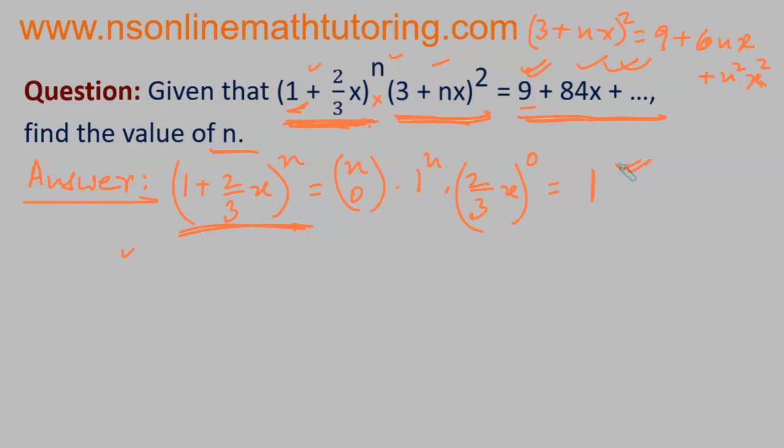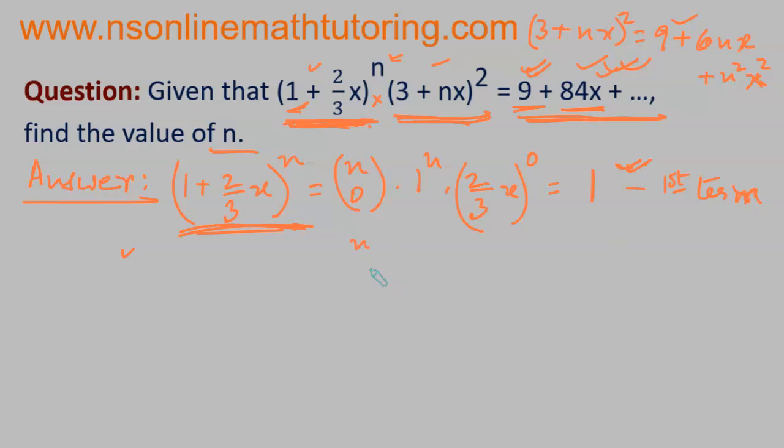And we see that when 1 gets multiplied with 9, we get this term 9. So this does not help us to get the value of n. Therefore, the only term that is remaining is 84x, that is the coefficient of x. So how can we have a term containing x? Okay, let us see what is the second term of this expansion. Okay, this is the first term. What is the second term?